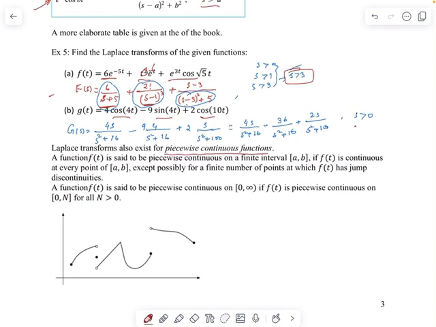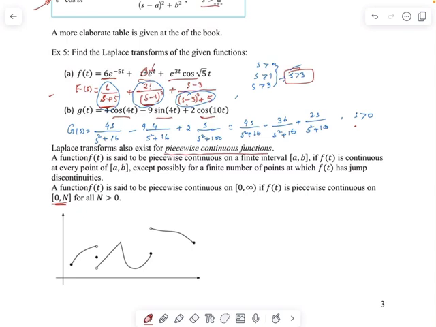Another important thing is that the function must be defined at every point of the interval, and of course at the end points as well. In other words, a function f of t is said to be piecewise continuous on 0 to infinity if f of t is piecewise continuous on all intervals 0 to n for all n greater than 0. So n can be any value and it should be piecewise continuous on that interval.